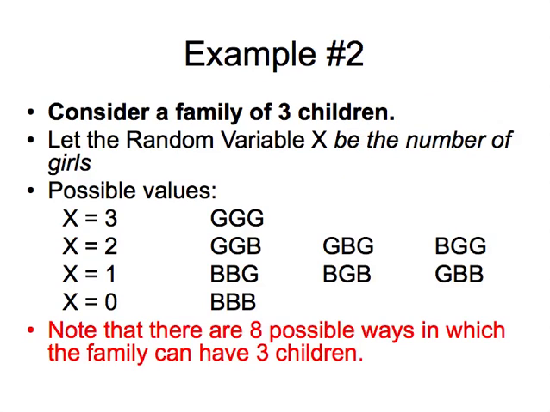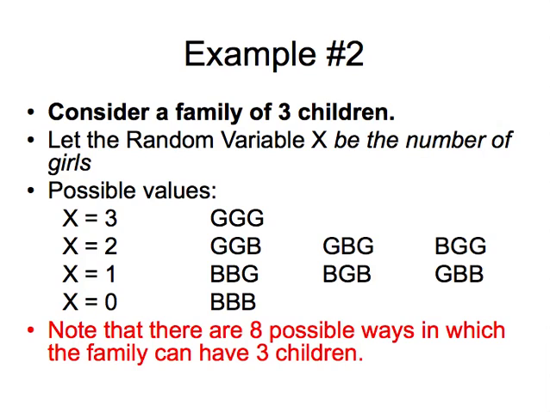Let's consider a family of 3 children. Let the random variable be the number of girls. This is a discrete random variable, the number of girls in this family of 3 children. Now, x is the number of girls. The possible values of x could be 0, meaning there are no girls, 1, meaning there's 1 girl, which would indicate that there are 2 boys. x could be 2 girls and 1 boy, and x could be 3, all 3 children were girls.